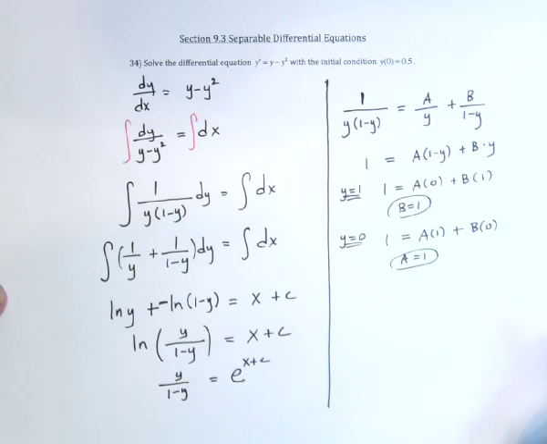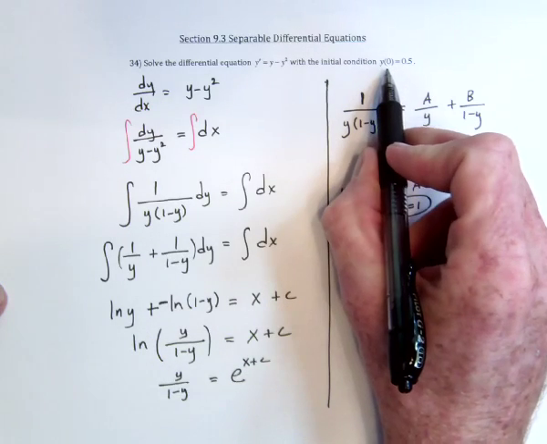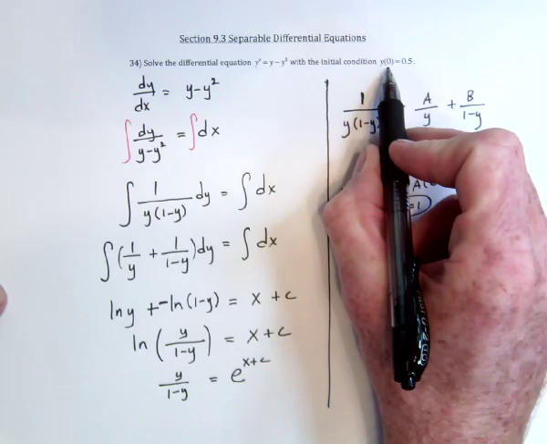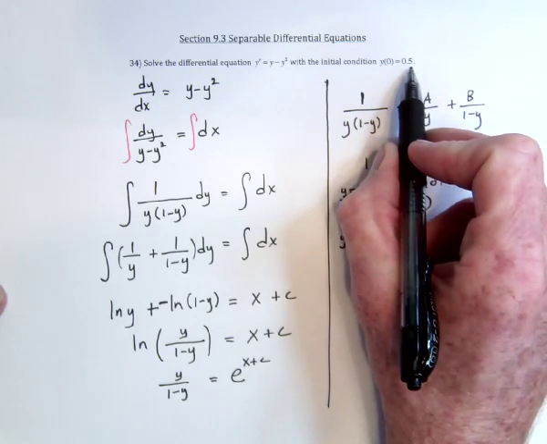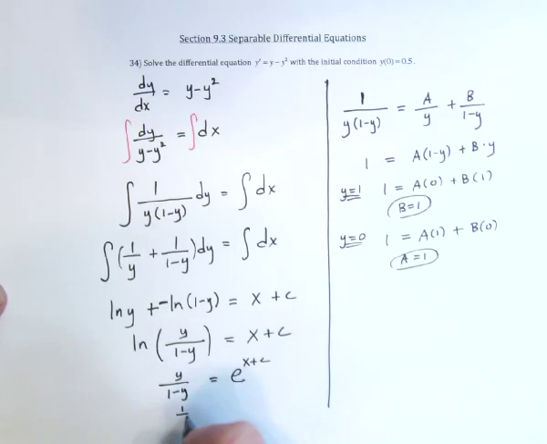And then, let's see, got a couple of things to do. We need to try and solve for y. We also need to find out what c is. So I think I'll go ahead and find out the c right now. It says if you plug in a 0 for x, you will get a 1/2 for y. So we'll have a 1/2 over 1 minus a half equals e to the 0 plus c.